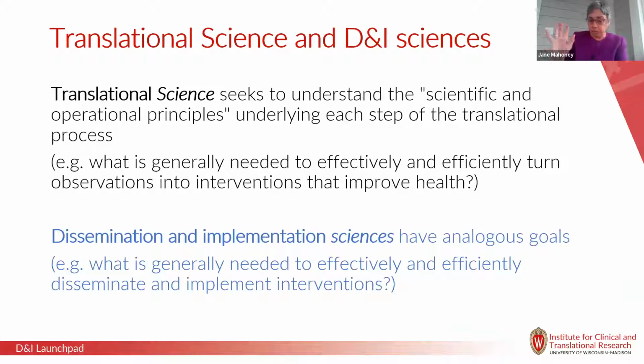So if we look at a few more definitions, translational science is the science of how we do translational research, what is needed to take observations into interventions that improve health. So translational science seeks to understand those underlying scientific and operational principles that arc from what we call T1 to T4, cells to bench to bedside. So dissemination and implementation science has similar, or analogous, goals. What is needed to effectively and efficiently disseminate and implement interventions?